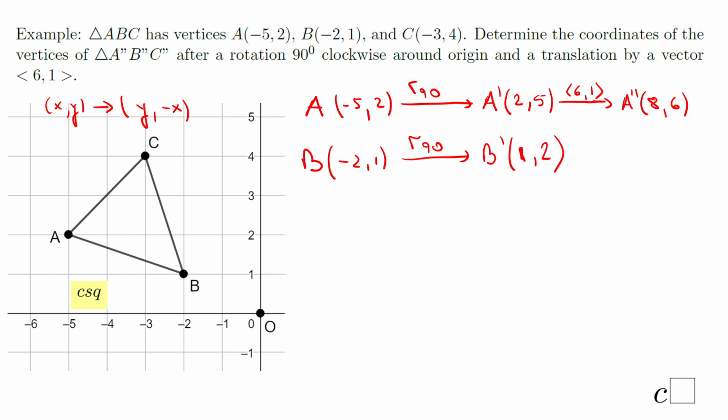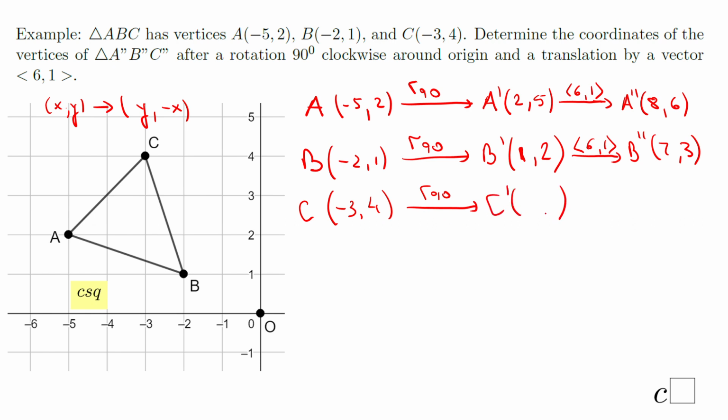So in this case we have 1 and 2, and then by vector 6 and 1, that will be B second. 1 plus 6 is 7, 2 plus 1 is 3. Let's move to the last point in this problem, -3 and 4. We're going to rotate it 90 degrees clockwise around the origin. What will be the C prime?